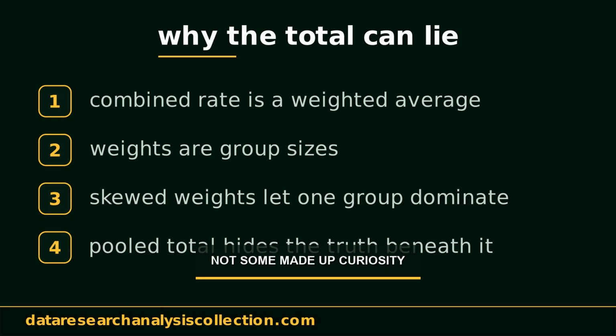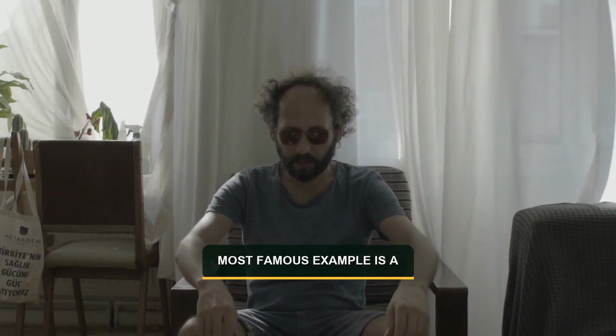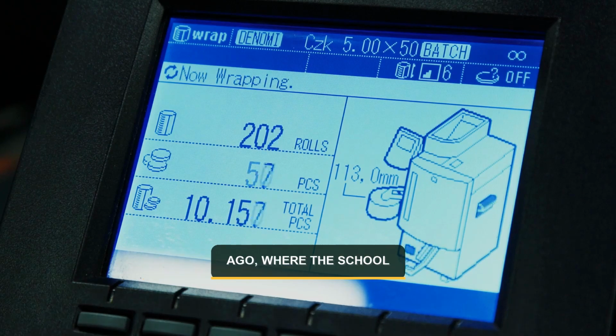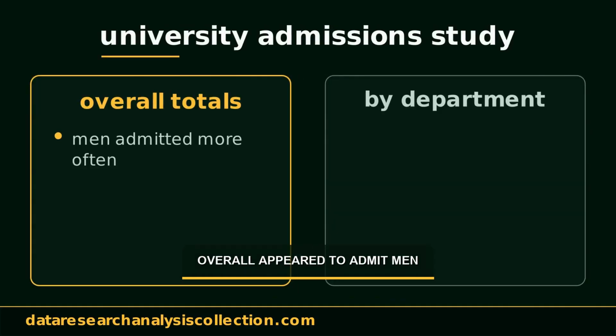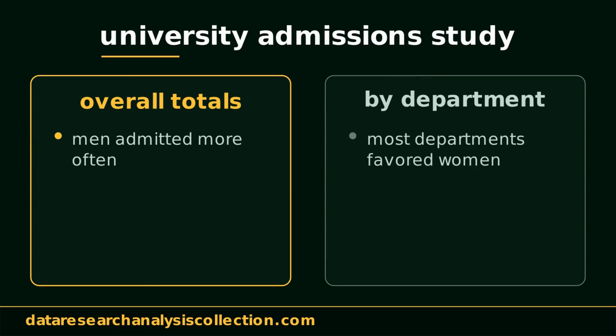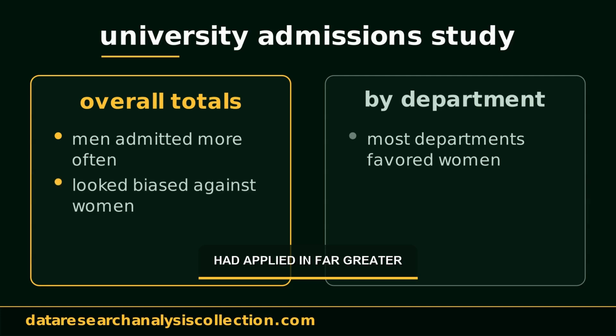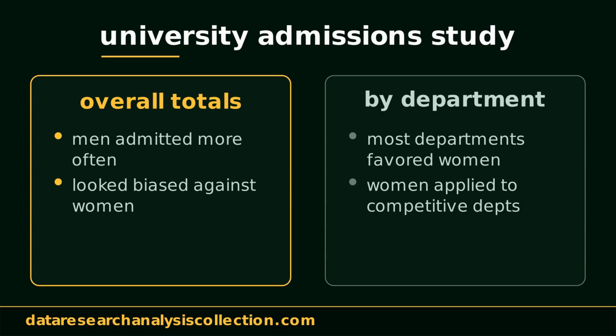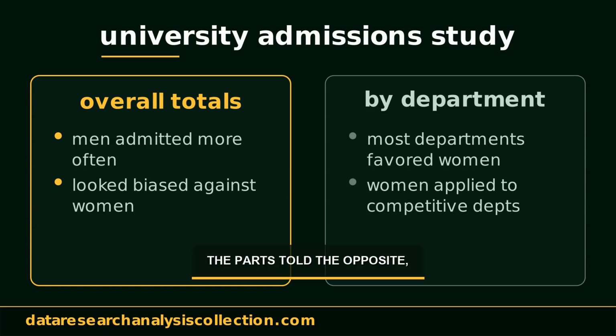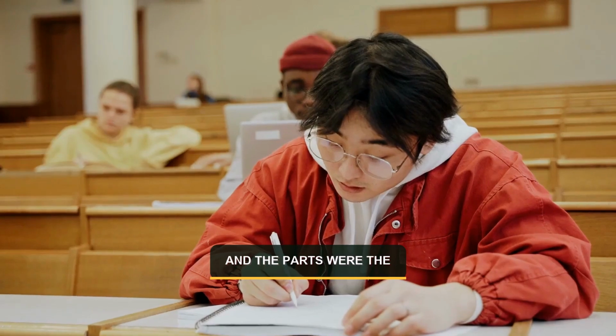This is not some made-up curiosity for textbooks. It shows up in serious data all the time. The most famous example is a university admission study from decades ago, where the school overall appeared to admit men at a higher rate than women, which understandably looked alarming. But when researchers broke it down department by department, most departments actually favored women slightly. The catch was that women had applied in far greater numbers to the most competitive departments, the ones that admitted very few of anybody. The total told one story. The parts told the opposite, and the parts were the honest ones.